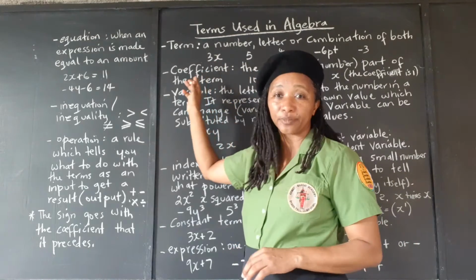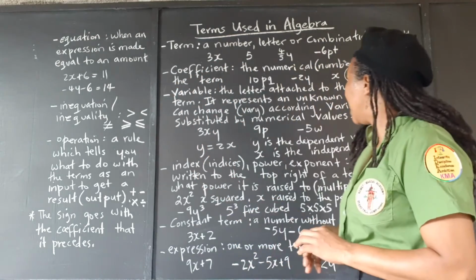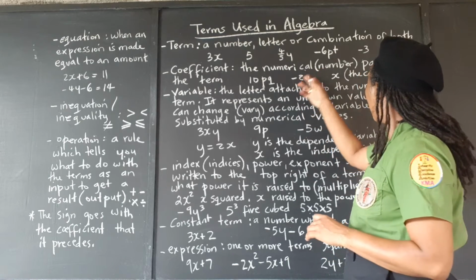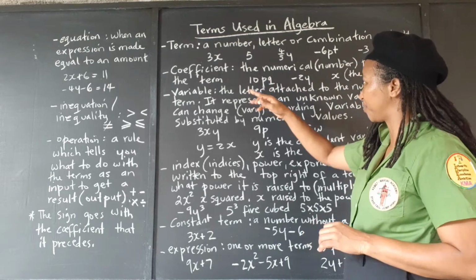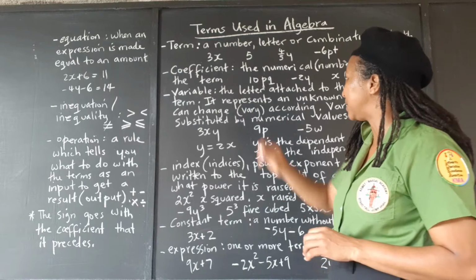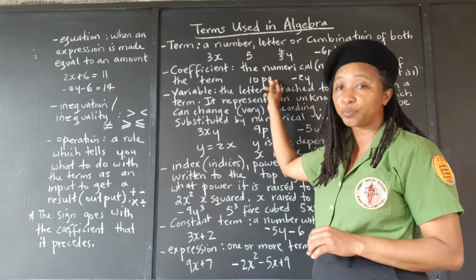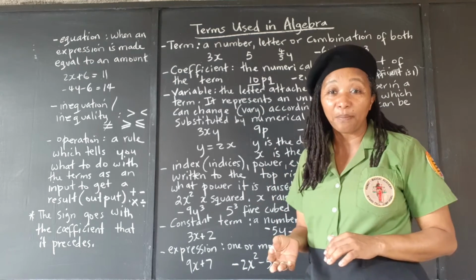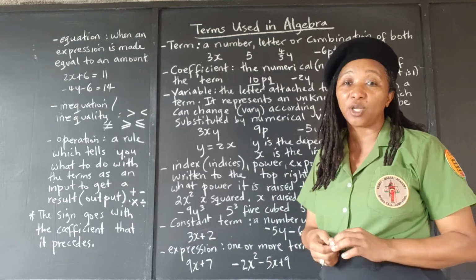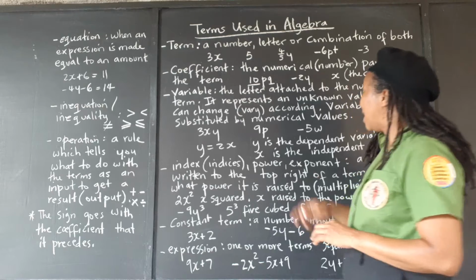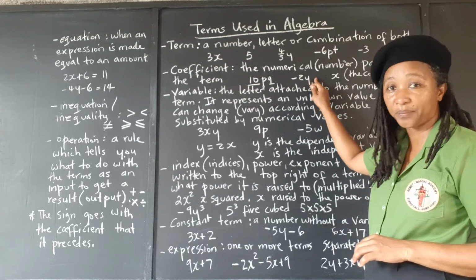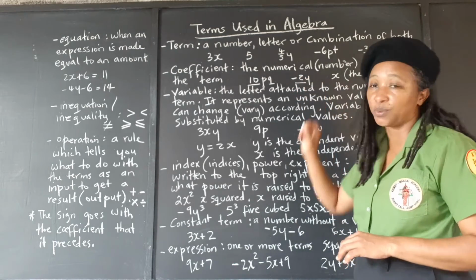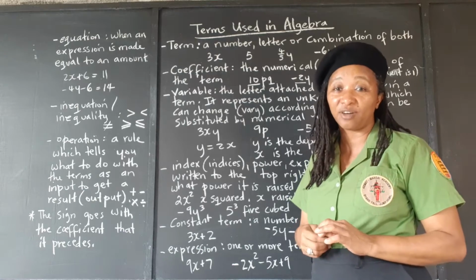Coefficient, right? Coefficient is the number, the numerical or number part of the term. So if we have a term 10pq, the 10, the numerical part of the term, is called the coefficient. If we have negative 2y, the negative 2 is the coefficient of that term.